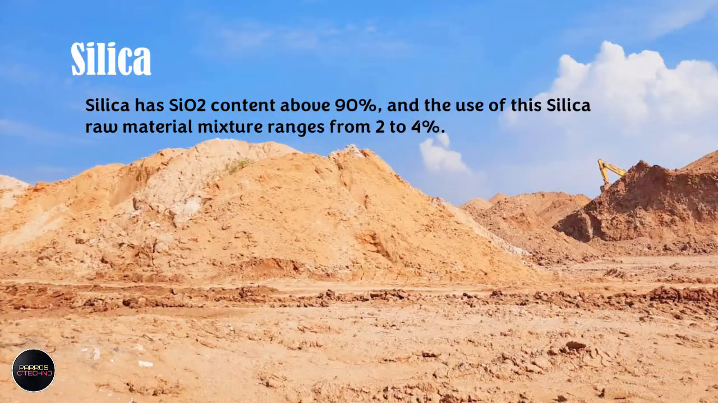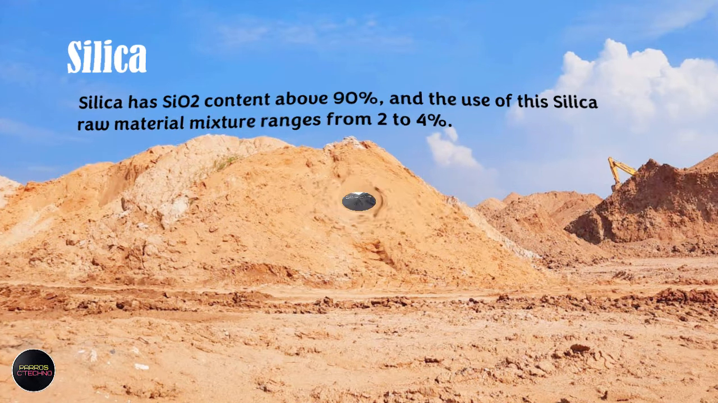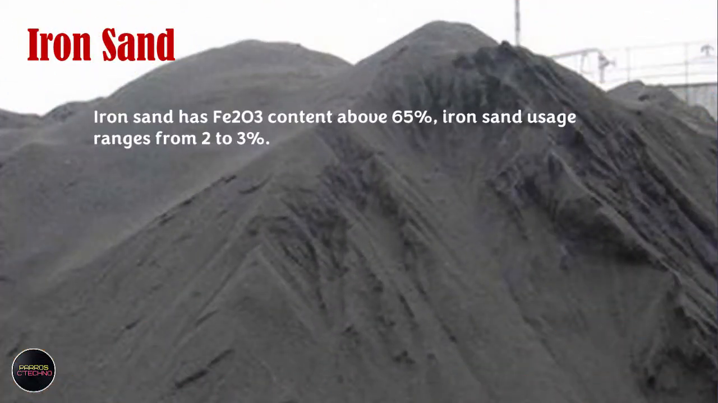Third is silica. Silica has SiO2 content above 90%, and the use of this silica raw material mixture ranges from 2 to 4%. Fourth is iron sands. Iron sand has Fe2O3 content above 65%, iron sand usage ranges from 2 to 3%.